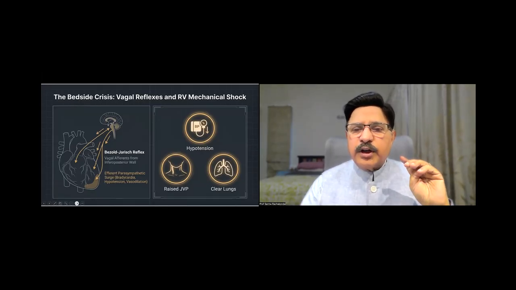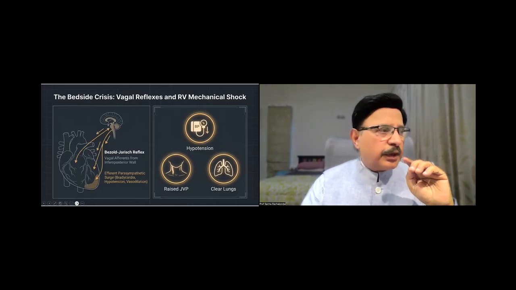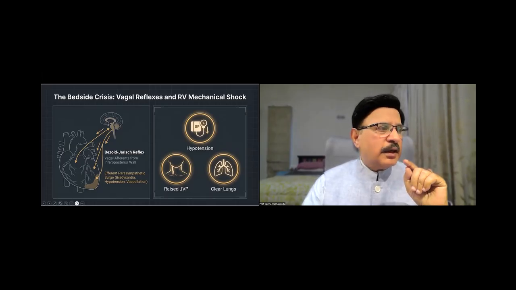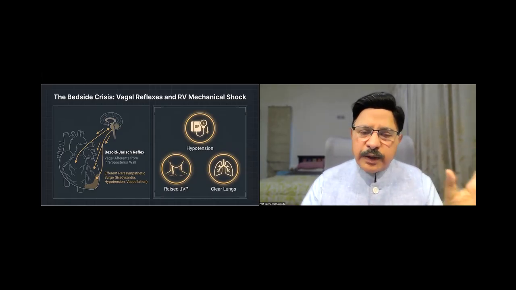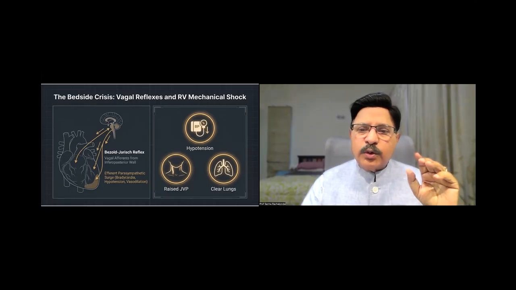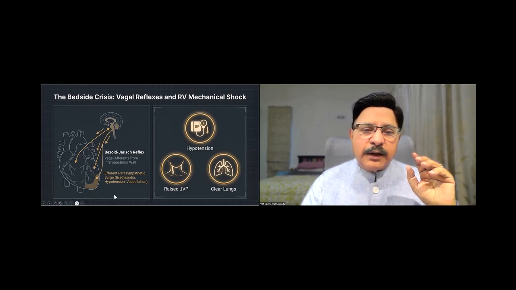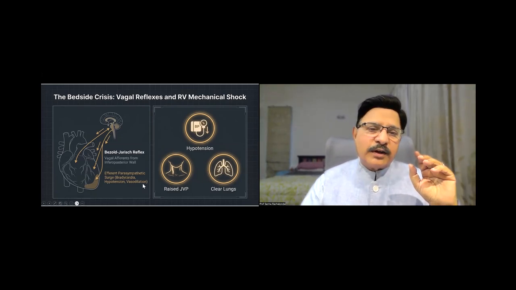When there is hypotension, look at whether the JVP is raised or not, and whether the lungs are clear or not. Auscultate the lungs, and then look for JVP and the blood pressure. The bedside crisis: vagal reflexes and RV mechanical shock. If it is RCA, you are in for RV mechanical shock. How do I diagnose? There will be hypotension, clear lungs, raised JVP, bradycardia, hypotension, and vasodilatation.